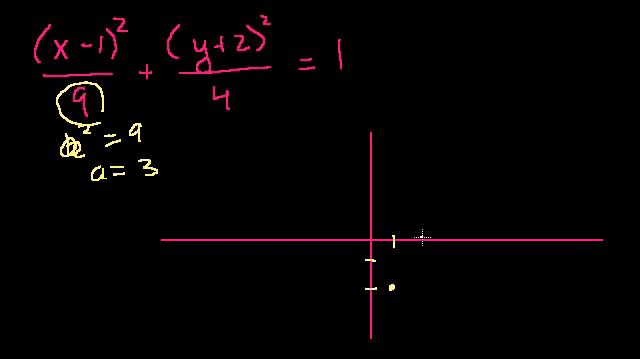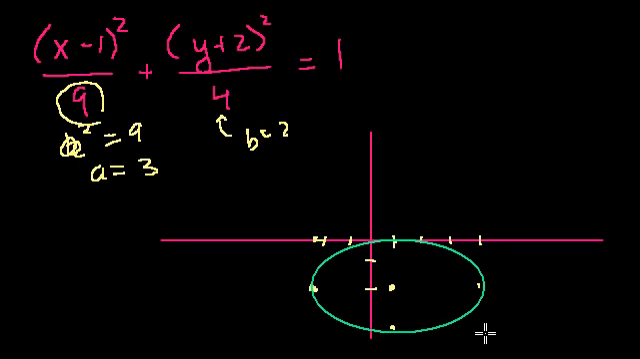So if we go 1, 2, 3, go there. Then 1, 2, 3 in the other direction. And then in the y direction, the semi-minor radius is going to be 2, right? The square root of 4. So b is equal to 2. So you go up 2, and then you go down 2. And this ellipse is going to look something like this.